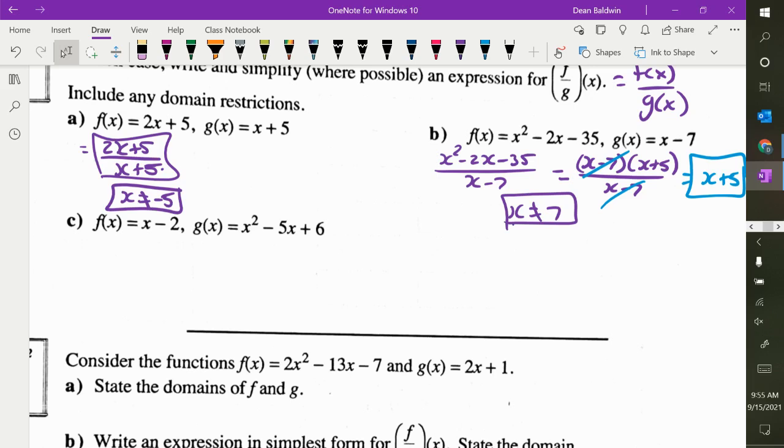All right. F of x over g of x. What do I do with the quadratic? Factor, factor. You always factor. So what multiplies to 6 and adds to negative 5? Negative 6. Negative 2, negative 3.